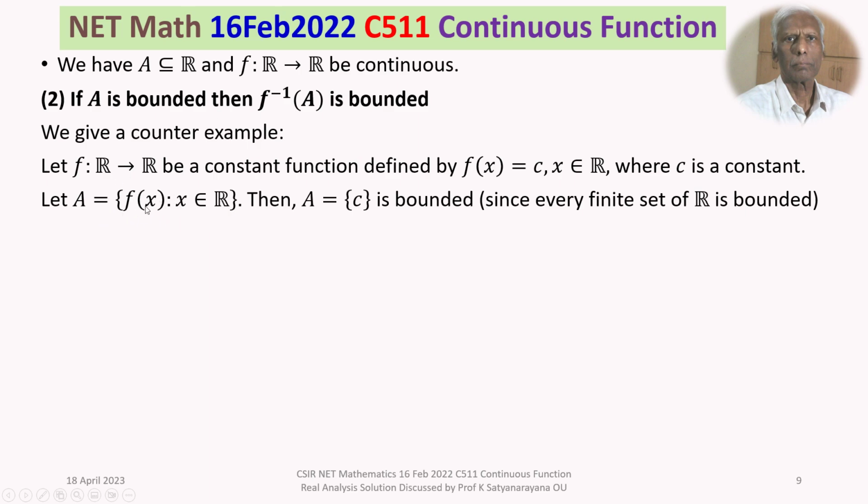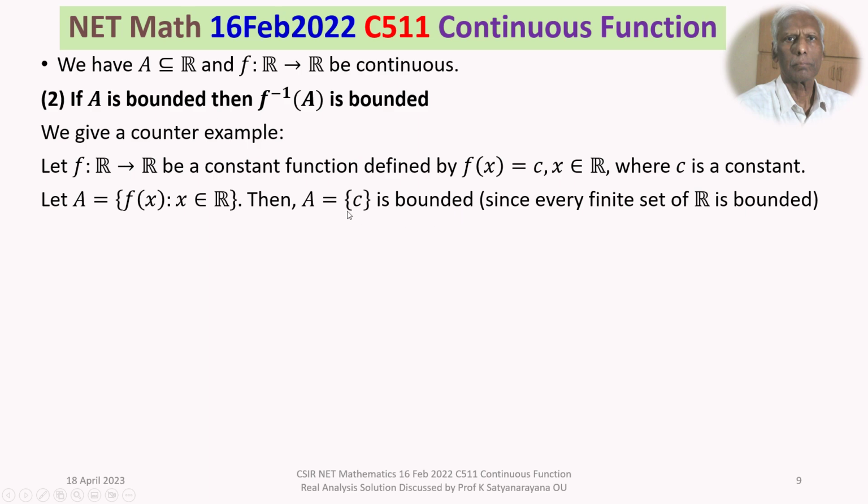The image f of R is A. So where is A? A is in the codomain R. A is a subset of the codomain. So A is the singleton {c} only, because f of x is c for all x belongs to R. Therefore, A consists of precisely one element, that is c. And you know it is a finite set in the codomain. Every finite set is bounded. So therefore, A, the singleton {c}, is bounded.